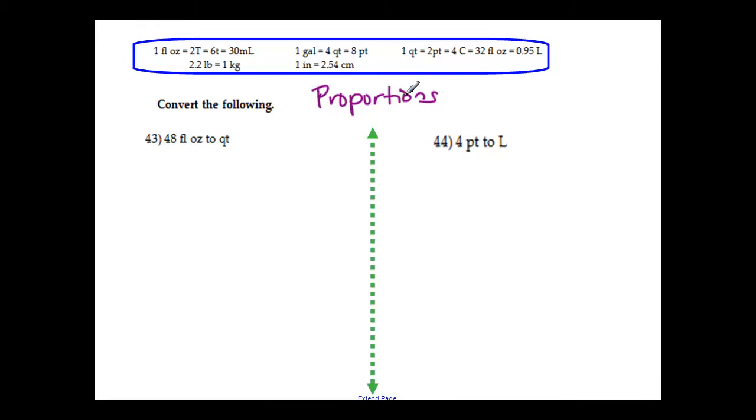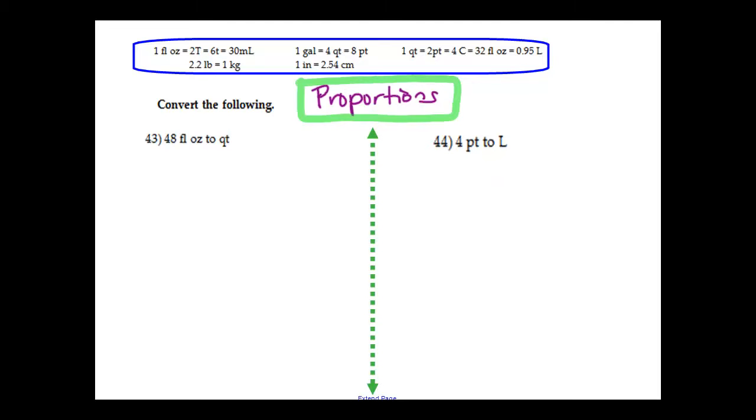We will have a second video with dimensional analysis. Please choose whichever video goes along with the way that your instructor taught you. You will get the same answer with both techniques. They're just a different version of how to solve. For number 43, we're doing fluid ounces to quarts.